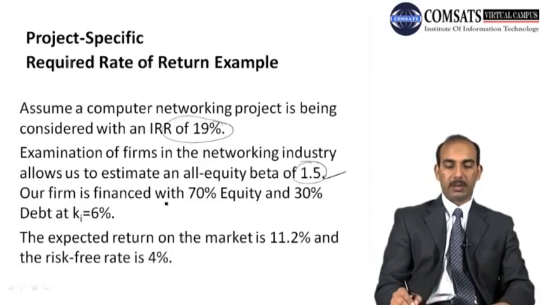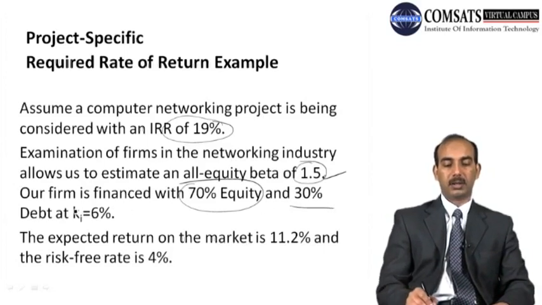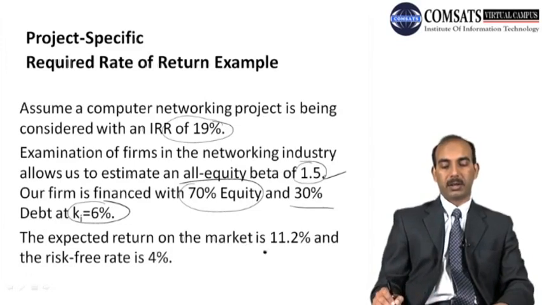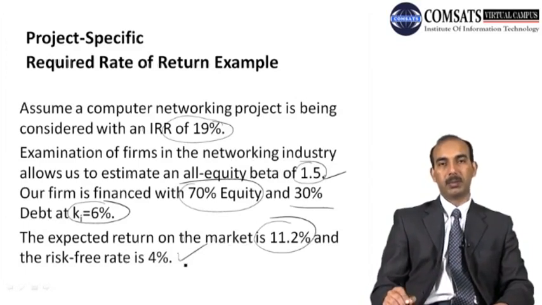And our firm is financed with 70% of equity and 30% of debt, with the cost of debt given as 6%. The expected return on the market is 11.2% and the risk free rate is 4%. Now we have to find the required rate of return for the project.